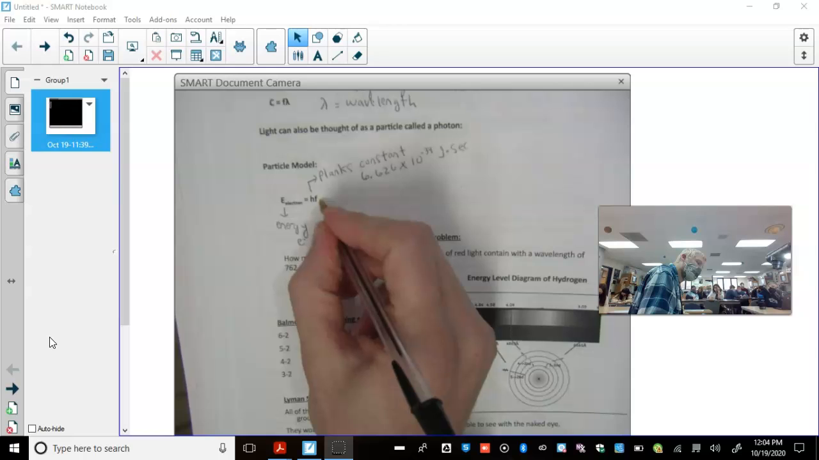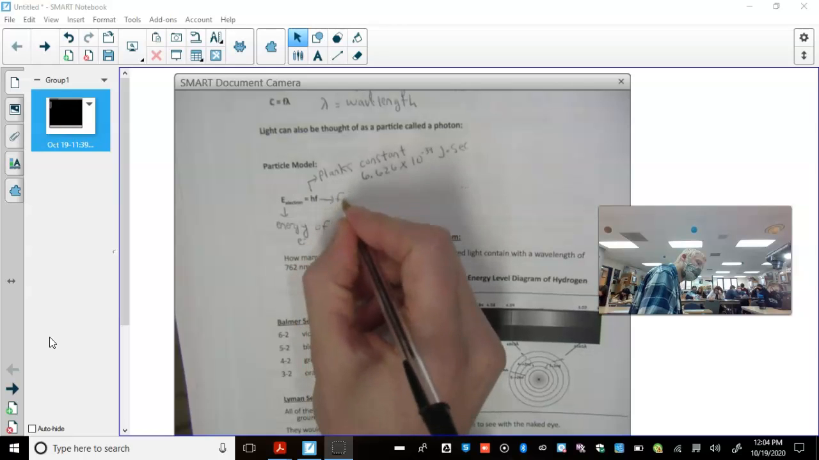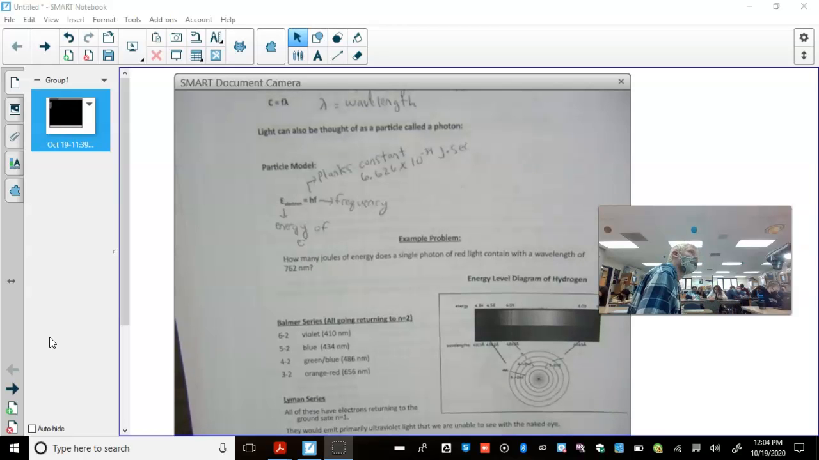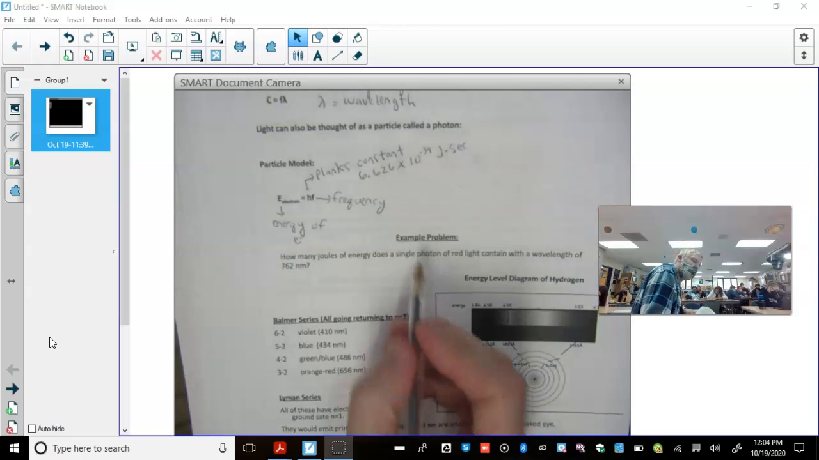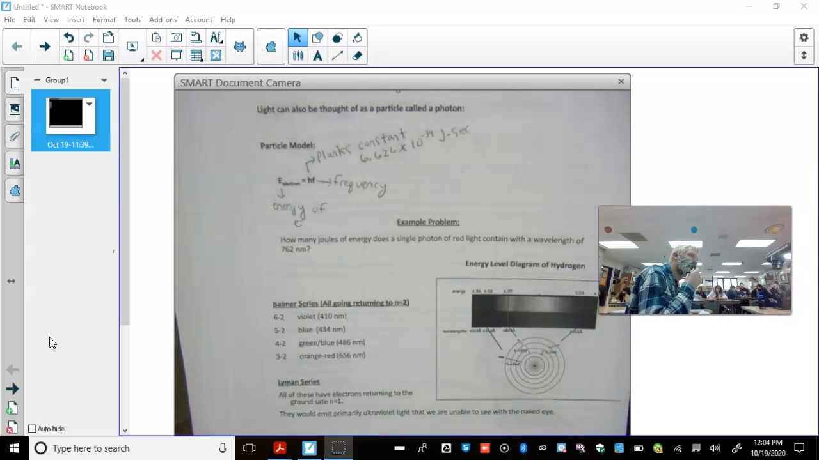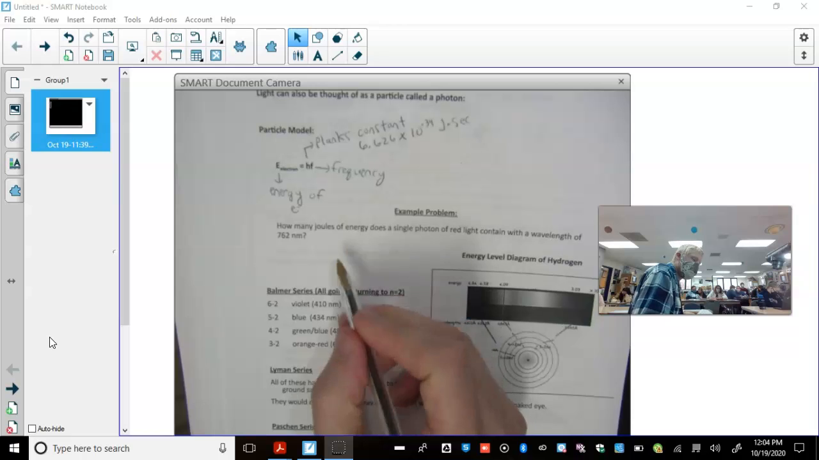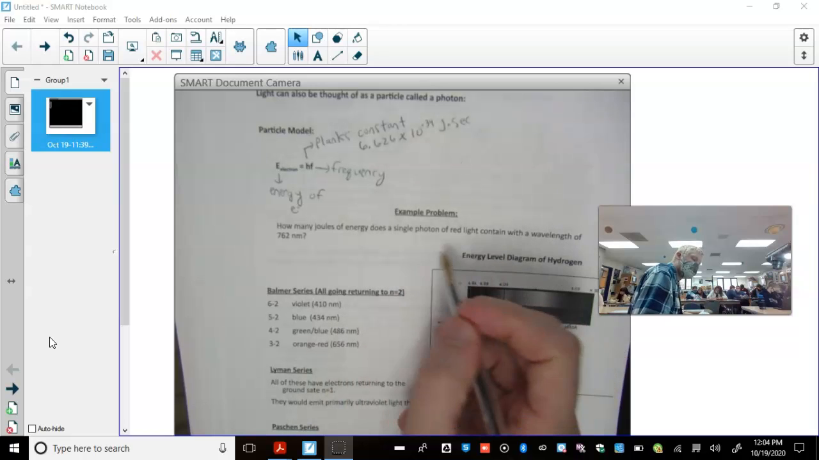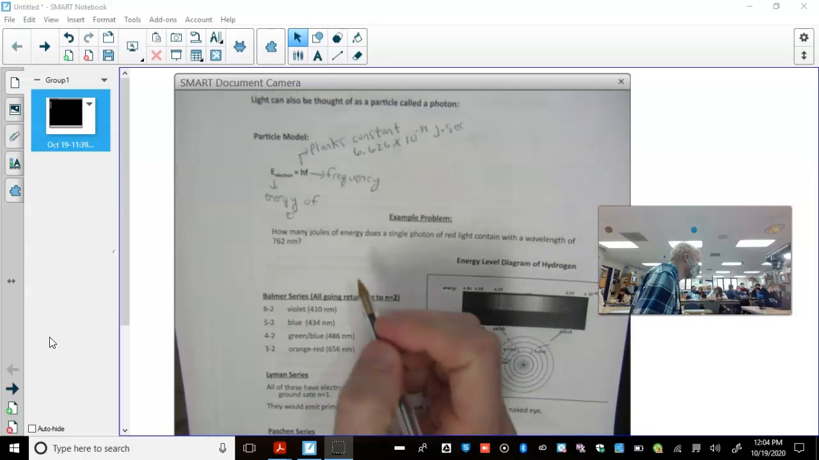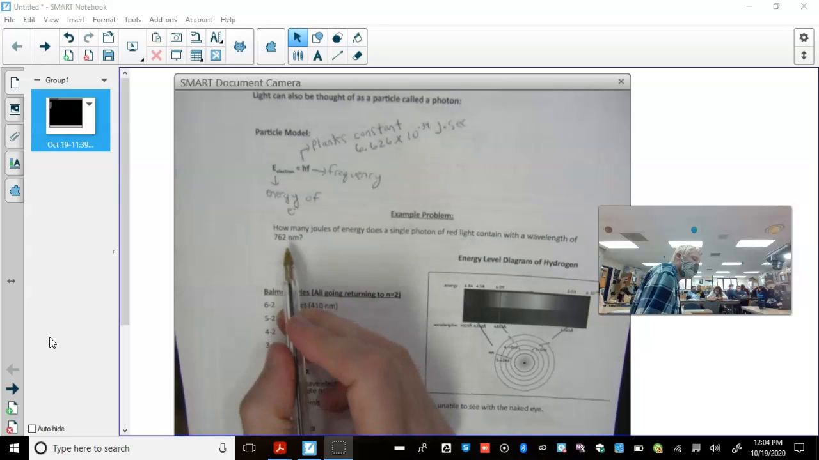And then f we know is frequency. And then we got an example problem there. Perfect segue. All right, it says, how many joules of energy does a single photon of red light contain with a wavelength of 762 nanometers?